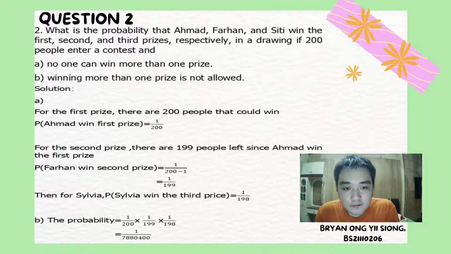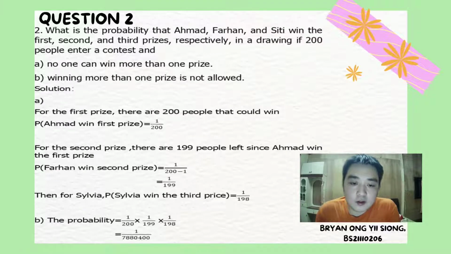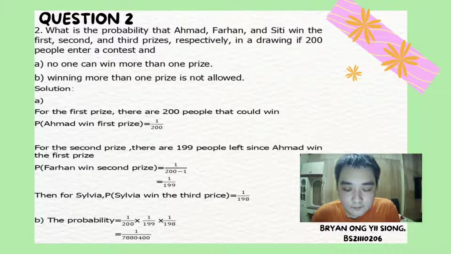The probability for her to win the third prize is 1 over 198. For B, winning more than one prize is not allowed, so we just need to multiply all the probabilities for these three persons. So it is 1 over 200 times 1 over 199 times 1 over 198, which equals 1 over 7,880,400. So that is question 2.